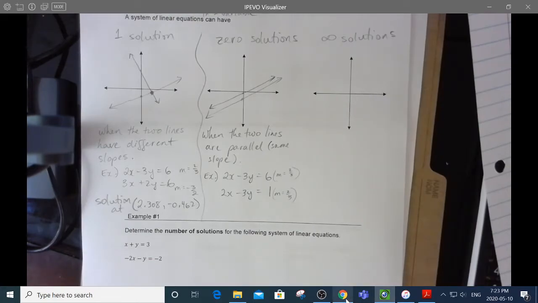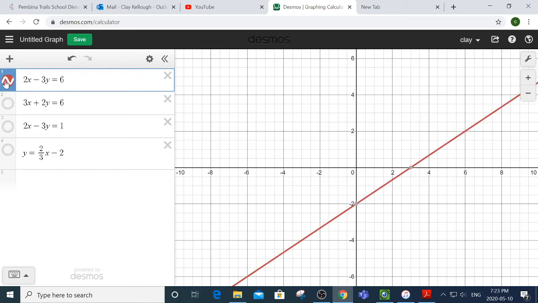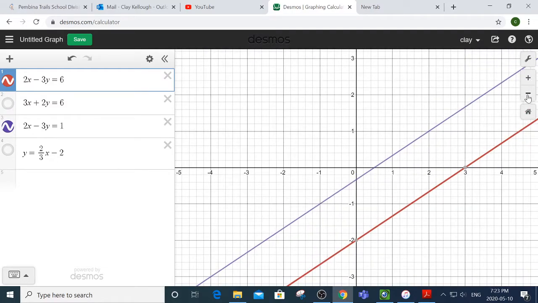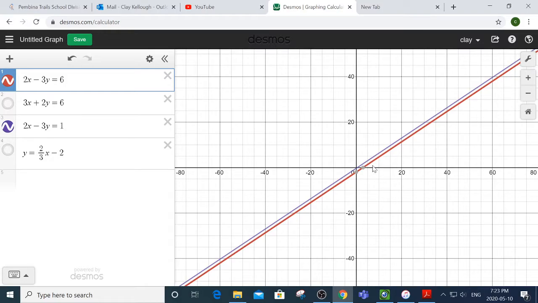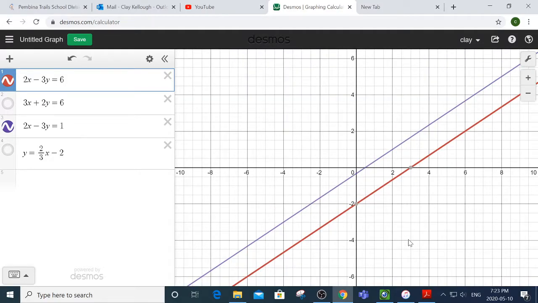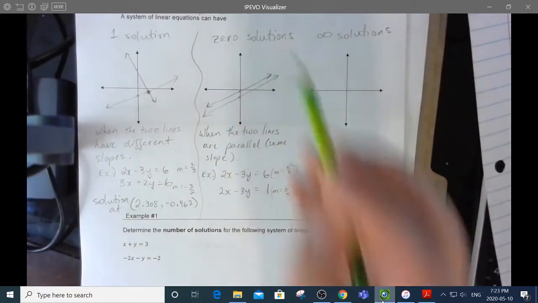Let's double check that on Desmos. There is the first one, and there's the second one. And there you go. You could scale out forever. It looks like they're going to meet, but they never will. If you zoomed in on a bigger scale, you'd see that there's always going to be space between those lines. So they will never ever meet, so they have zero solutions.